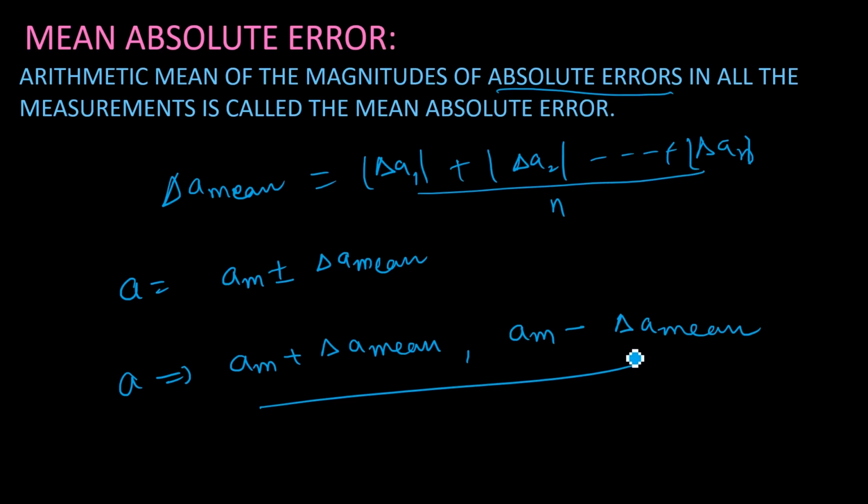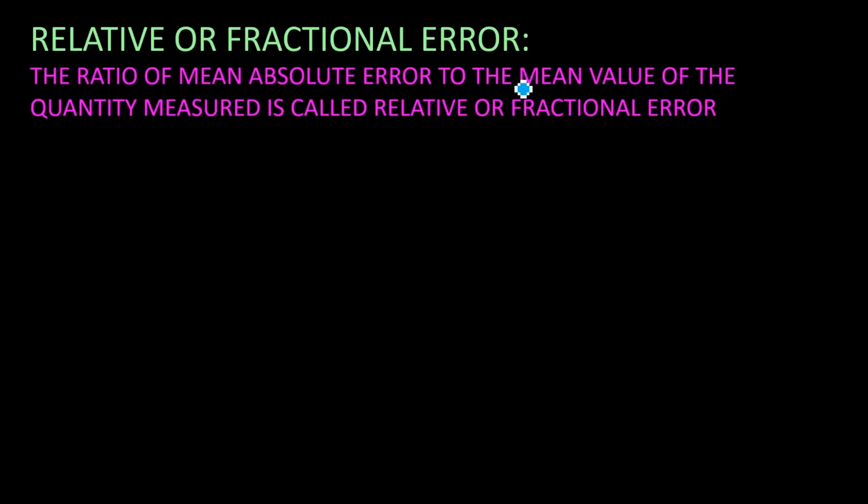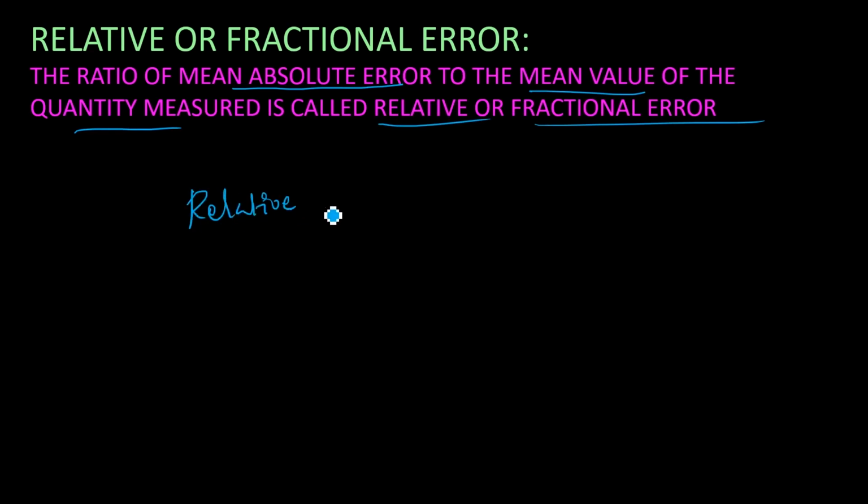Next error is relative or fractional error. It is the ratio of mean absolute error, that is delta a mean, to the mean value a mean of the quantity measured. This is called relative or fractional error. Relative or fractional error is equal to delta a mean, the mean of absolute error, divided by the mean value.